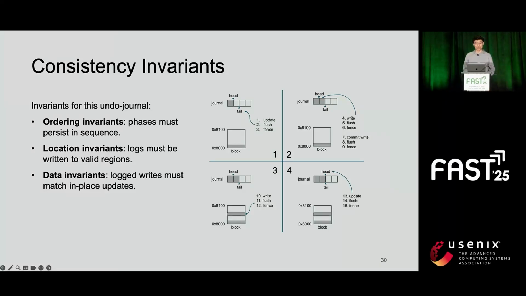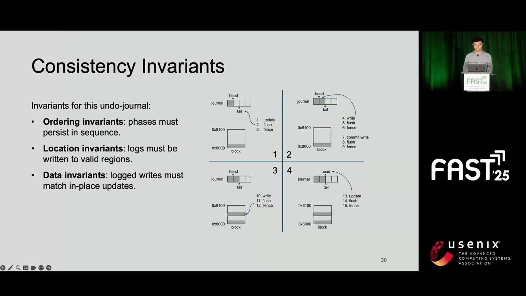With these clear phases, we define 3 consistency invariants for this undo journal. First, the ordering invariance: phases must persist in sequence, which means the persist time of writes in one phase must precede the update time of the writes in the next phase. Second, the location invariance: logs must stay within valid regions, indicating log space is allocated within the valid journal area, and the log writes are performed within the allocated space between the header and the tail pointers. The last one is data invariance, which means logged writes must match the in-place updates because they are one-to-one matched. We log it, then we update it in place.